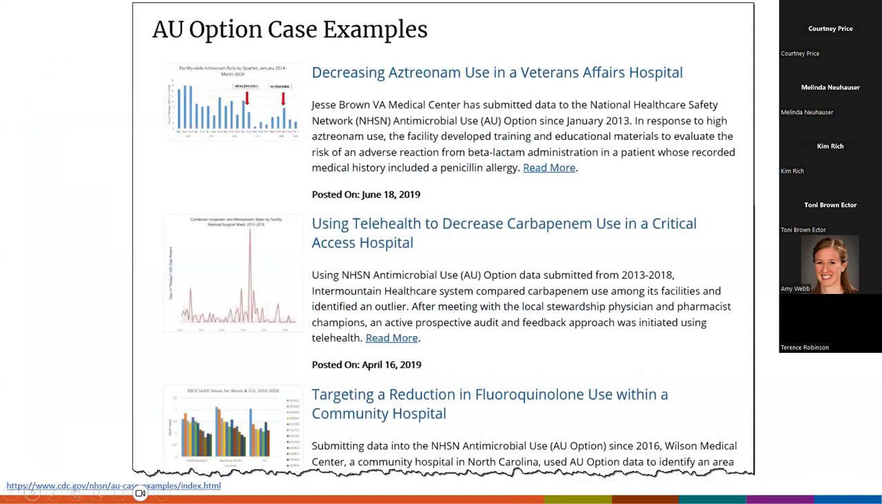On the NHSN AUR module website, we have real-life AU Option case examples from hospitals highlighting how they have used their NHSN AU data for action. And we're always looking forward to having new examples, so please reach out to us if you have examples that you'd be willing to put in our format and post on this website.